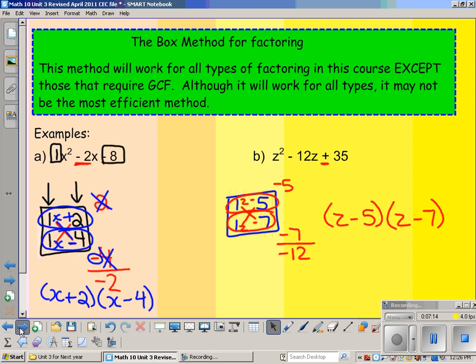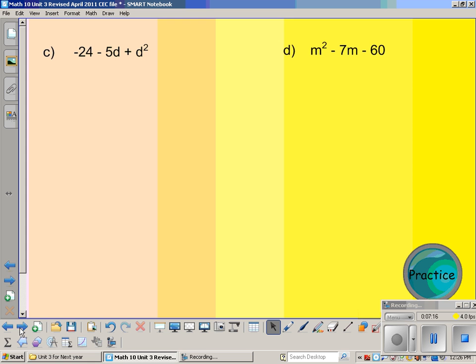Let's look at C here. Some of you may attempt to solve C right from the order that it is in. That's okay. It'll take a little bit more thought to do, but it can be done. What you may want to do is rewrite it so that your squared part is first and your constant is at the end. Just make sure you move the signs appropriately.